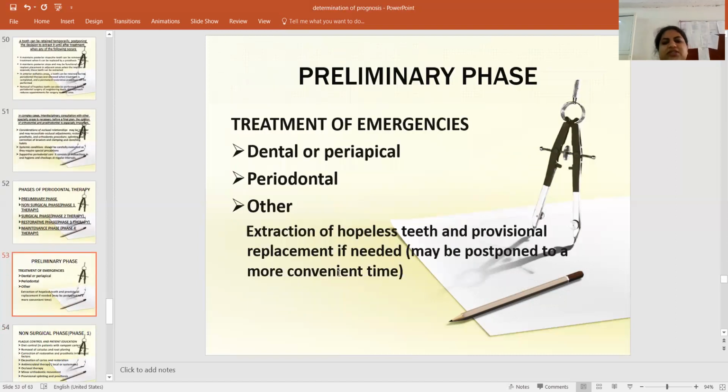Now the preliminary phases. The preliminary phase is also called the emergency phase, where we are going to treat the emergencies. They can be a dental or periapical abscess, a periodontal abscess, or others, like the extraction of hopeless teeth, and provisional replacement if needed may be postponed to a more convenient time. So if the patient has come with a dental or periapical abscess or periodontal abscess, you need to drain it out in the first setting, because the patient is complaining of pain. So all this, the extraction of hopeless teeth, will come under the emergency phase.